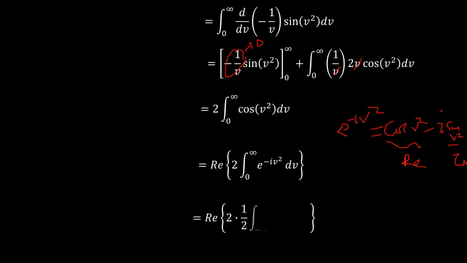Now, what is interesting here is that since this is symmetrical about v equals 0, if we take the entire thing from v tending to negative infinity to infinity, then this is just half of that. So we've introduced the constant half here, and this cancels with that. So we are left with the real part of the integral from negative infinity to infinity of e to the power negative i v squared.